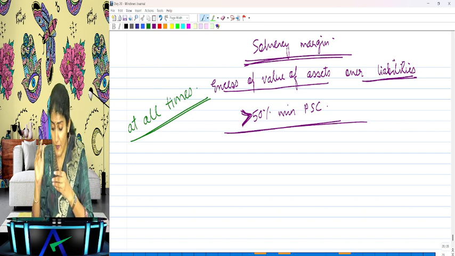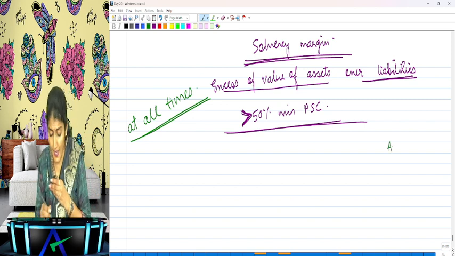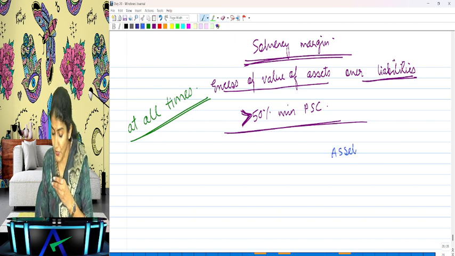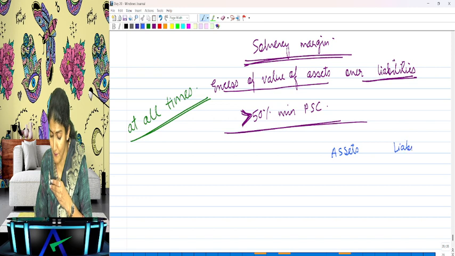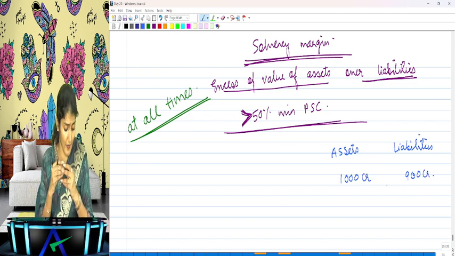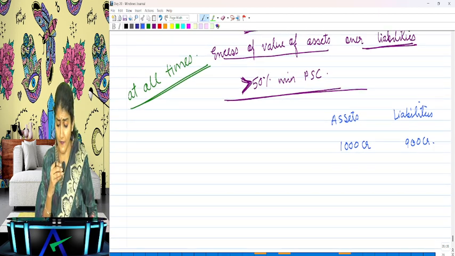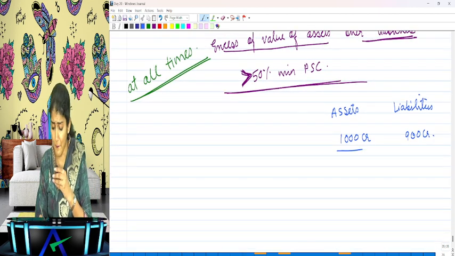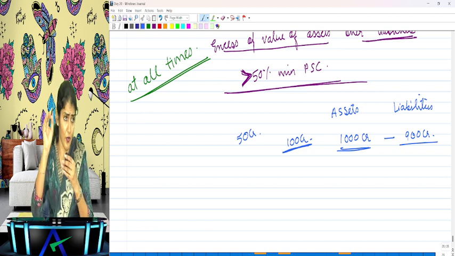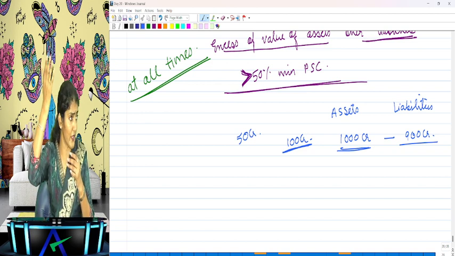Okay. So now say this insurance company has assets of 1000 crore. I'm just taking some numbers over here. Pay attention. The insurance company has assets of 1000 crore and liabilities of say 900 crore. Are they solvent? Yeah, they are very solvent. 50% of the minimum paid up share capital is how much? 50 crore. Here, how much is the excess of value of assets over the amount of liability? 100 crore. So they are very solvent. Are you understanding?